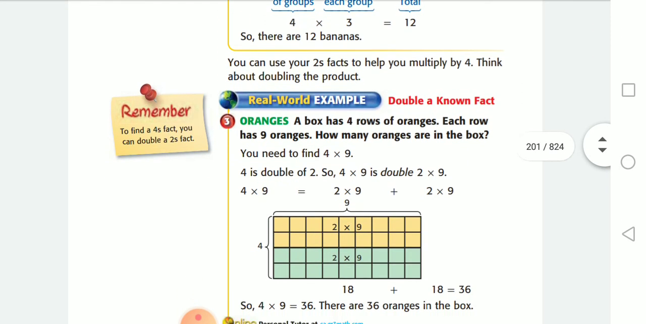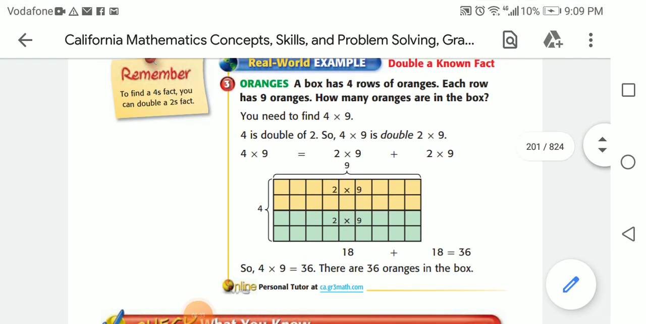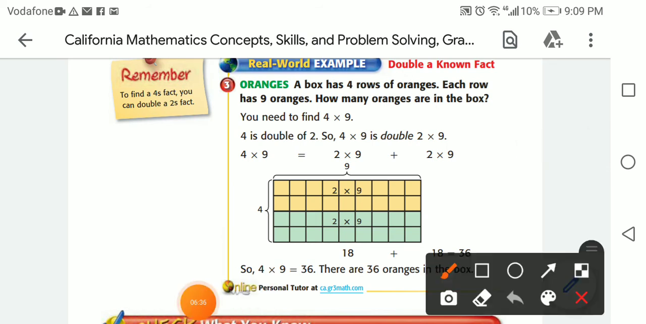Okay, I have here another problem. A box has 4 rows of oranges. Okay, we have here a box, 4 rows of oranges. And what else? Each row has 9 oranges. Okay, we have here 4 rows: 1, 2, 3, 4. So each row has 9 oranges, so we have here 9 oranges inside. Okay, how many oranges are in the box?